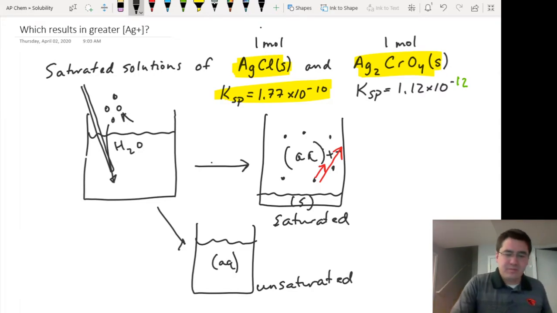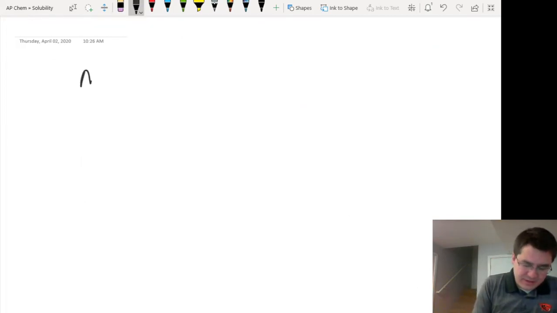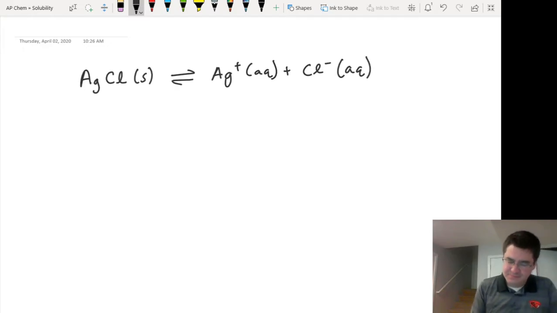Okay, got it. So if we set up, let's write out the first one. It was AgCl solid in equilibrium with Ag plus aqueous plus Cl minus aqueous. Okay.